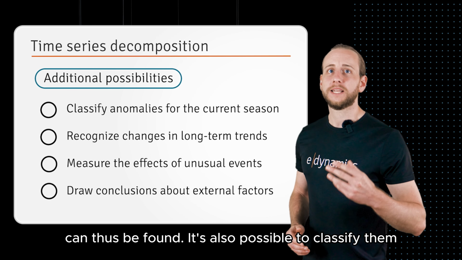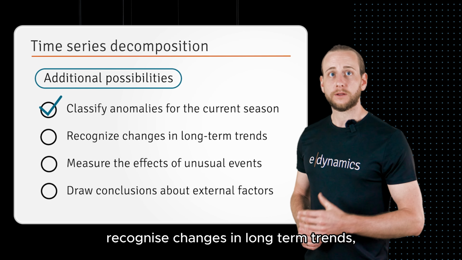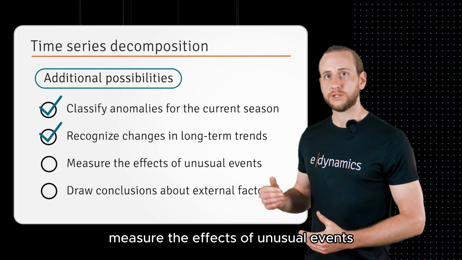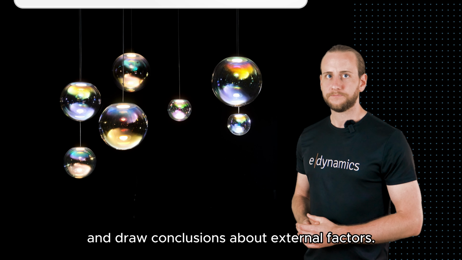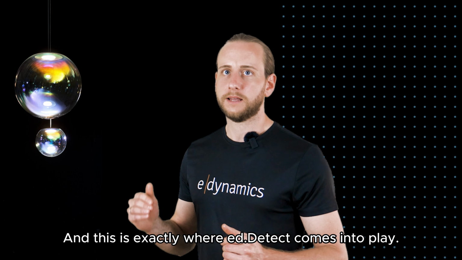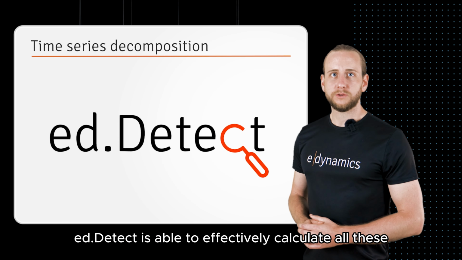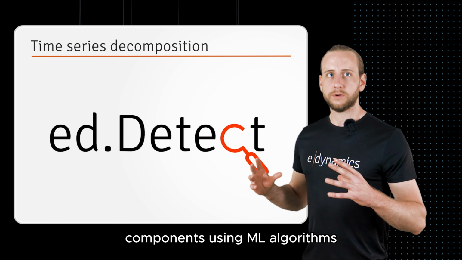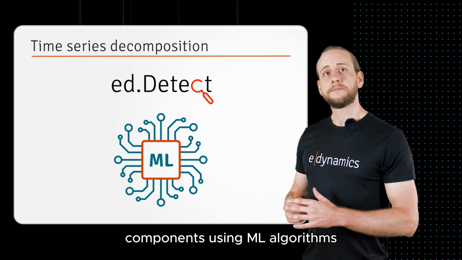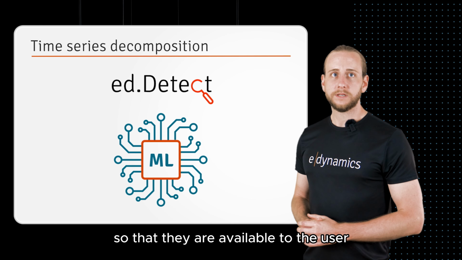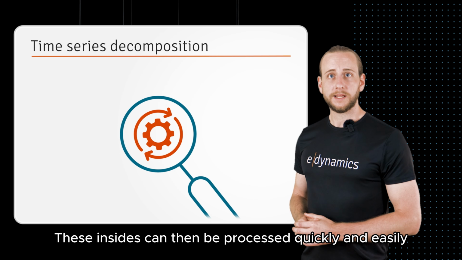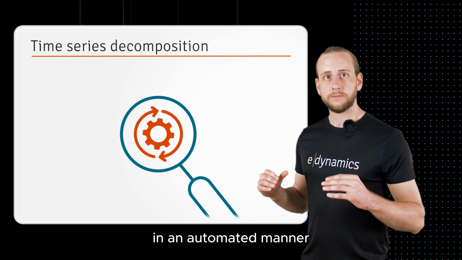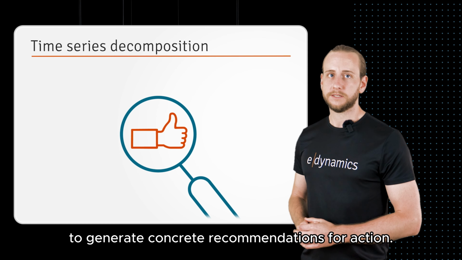It's also possible to classify them in the current season, recognize changes in long-term trends, measure the effects of unusual events, and draw conclusions about external factors. And this is exactly where ed.Detect comes into play. ed.Detect is able to effectively calculate all these components using ML algorithms so that they are available to the user at any point in the data history. These insights can then be processed quickly and easily in an automated manner to generate concrete recommendations for action.